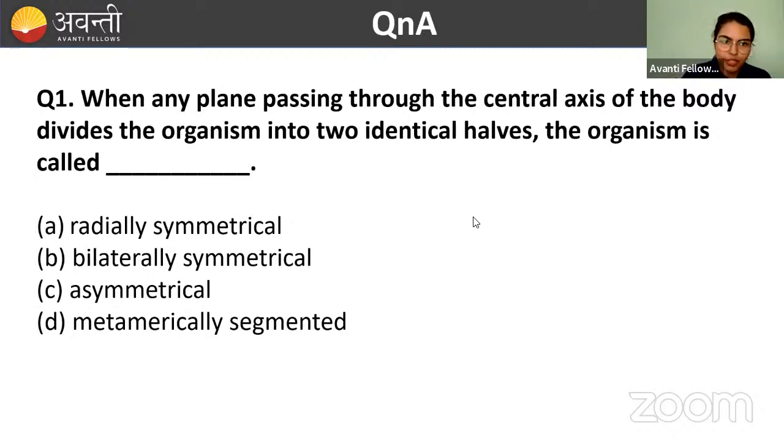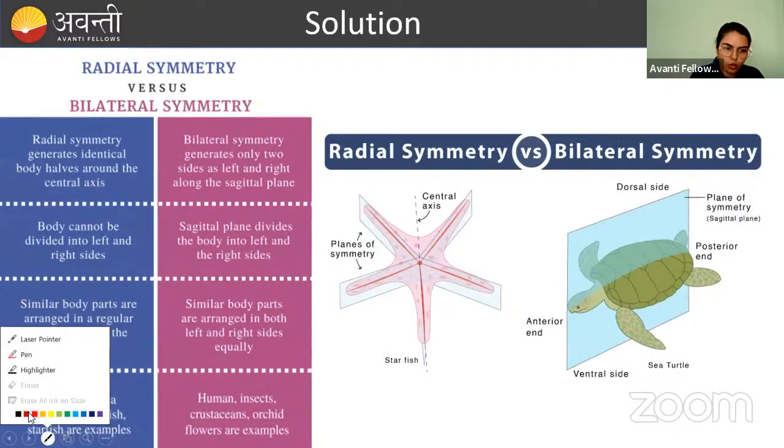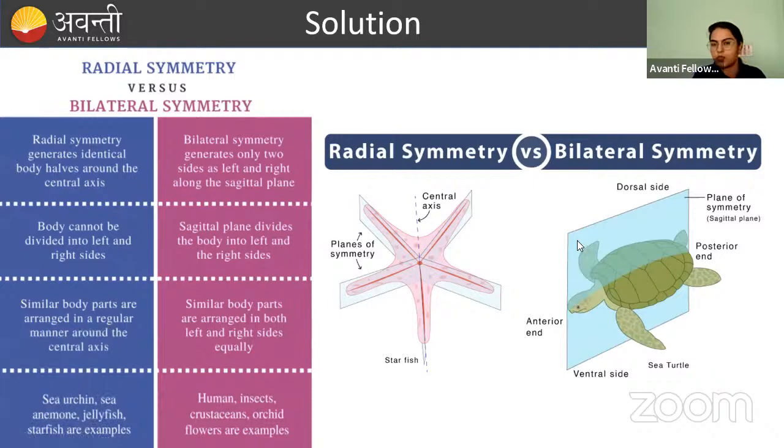So yeah, what we are doing, we are going to solve this question. I can see many of you have answered it here, so we are going to solve it now. What does it say? When any plane passing through the central axis of the body divides the organism into two identical halves, that organism is called... For solving this question, you need to know two types of symmetry.